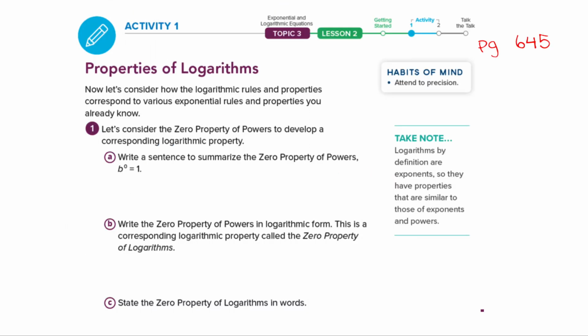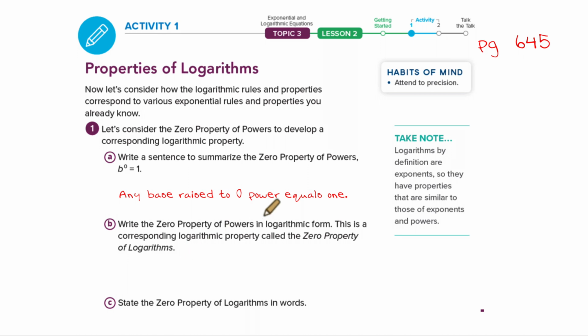Now let's look at the properties of logarithms. Let's consider how logarithmic rules and properties correspond to the exponent rules that we already know. So we've reviewed all of that. We're on page 645. We're going to write a sentence to summarize the 0 property of powers. B to the 0 equals 1. So let's summarize that. What exactly does that mean? Well, as we said, any base raised to the 0 power equals 1. That is the 0 property of powers.